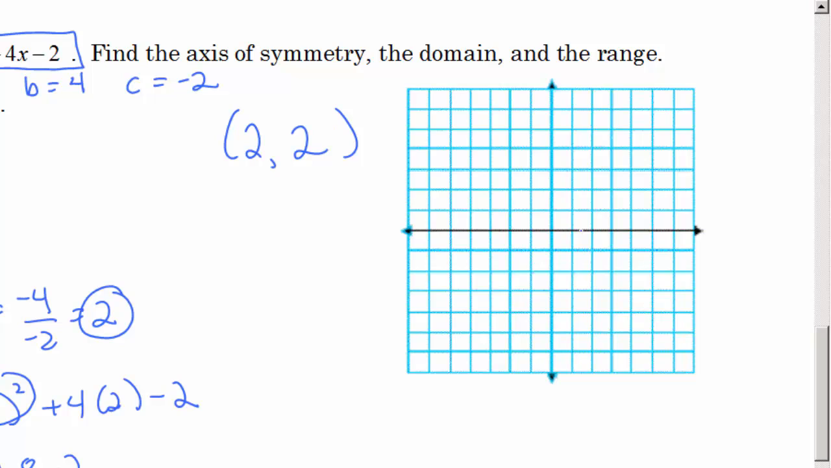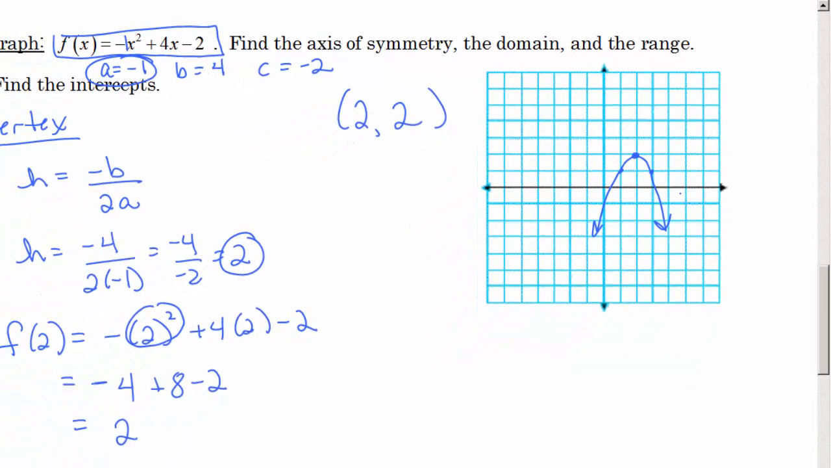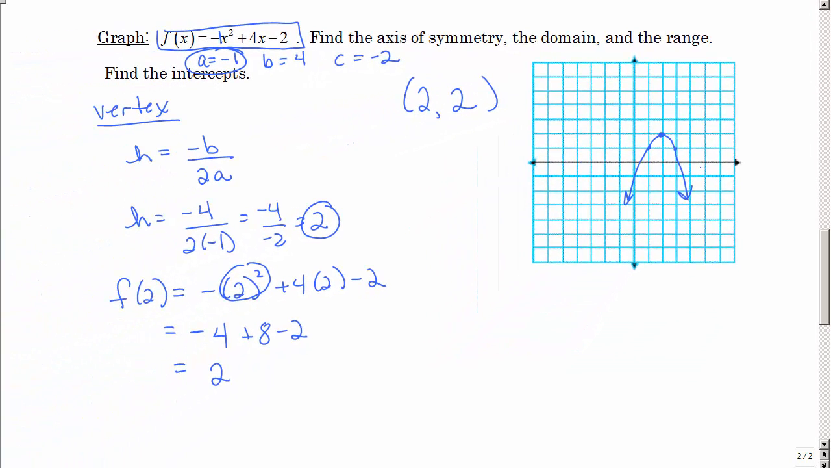So my vertex is at (2, 2). My a value is negative 1. That means it's going to go upside down, and so from our vertex, over 1 and down 1. And once again, from my graph, if it's perfect, I might be able to kind of tell, but not positive. Oops, I'm skipping stuff, so hold on.